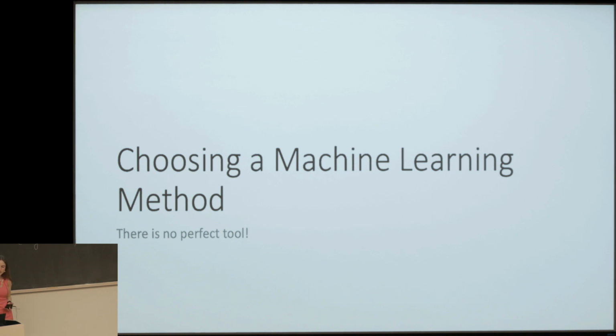So all well and good. How do you choose a machine learning method? I tore through a bunch of them real quickly. But the truth is that there is no perfect tool. There is only the right tool for your particular data set and your particular question. Just like in experimental biology or in clinical research, there's never a perfect method.